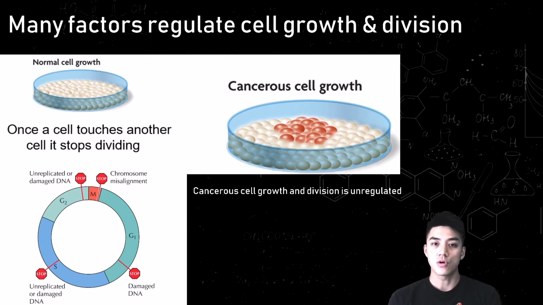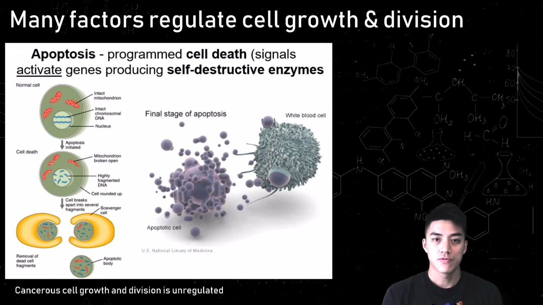There are many factors which regulate cell growth and cell division. As I discussed in part 1, there are many checkpoints in interphase and mitosis which make sure that the DNA has been replicated successfully and without errors. During normal cell growth, a cell typically understands that it's supposed to stop dividing once it touches another cell. In tumor cells or cancer cells, however, they just keep dividing and multiplying because they don't understand that they're supposed to stop.